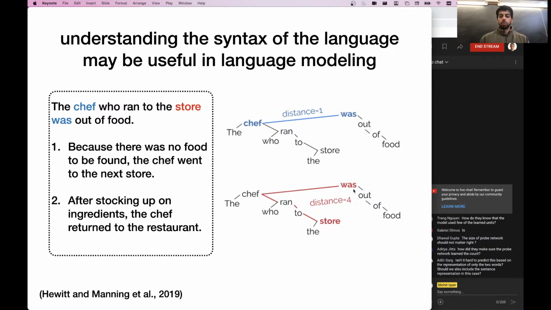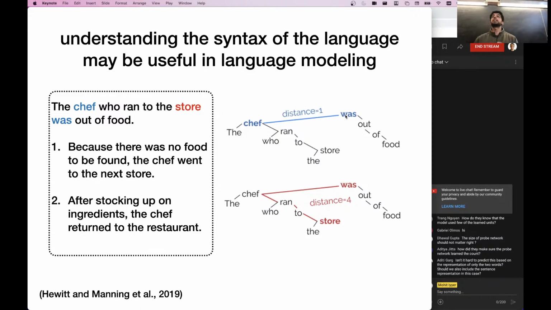However, if you thought that was modifying store, you might interpret this incorrectly, and you might generate the next sentence as, because there is no food to be found, he went to the next store, right? Which is obviously not the case if you read this sentence carefully. And so you can tell what the correct interpretation is by looking at this tree.